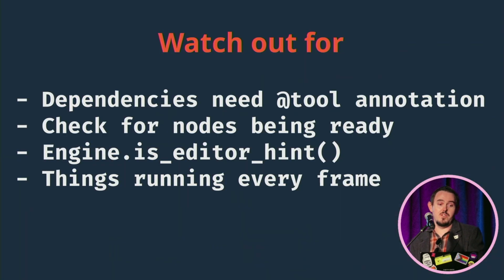So when you're using the tool annotation, you've got to watch out for dependencies. Also need the tool annotation. You need to check that nodes are ready. The environment that it runs in is slightly different to your game, so you need to be a bit extra careful. You can use Engine.is_editor_hint to know which environment you're running in. And watch out for things running every frame. You'll know if you've accidentally messed that up.